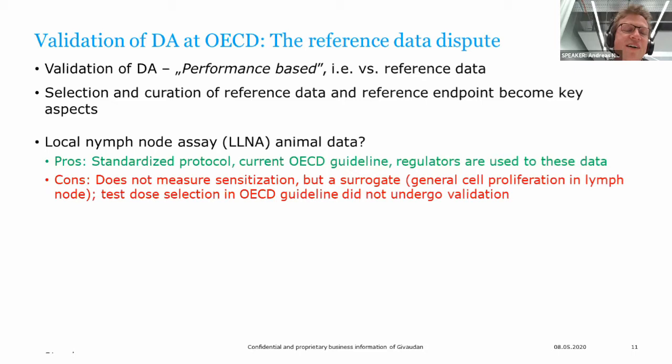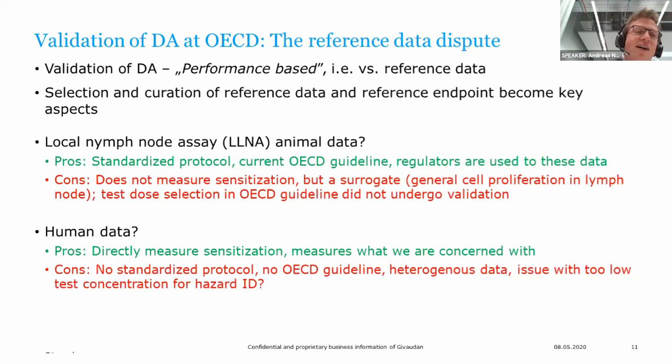But there are also cons to that because the LLNA actually is itself already a surrogate, a replacement method, which doesn't measure sensitization, but just measures cell proliferation in the lymph node. And secondly, there is an issue that the OECD test guideline states dose selection criteria which have never undergone validation, which makes the test very sensitive but not very specific, as I will show. And on the other hand, we could directly use human data because here we would directly measure sensitization, and the human data actually tell us what we are really concerned with.